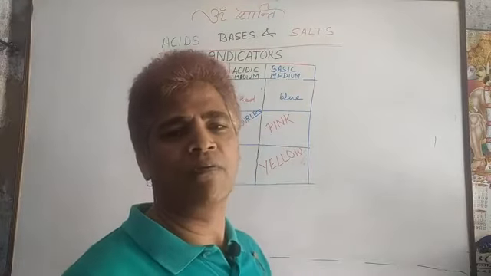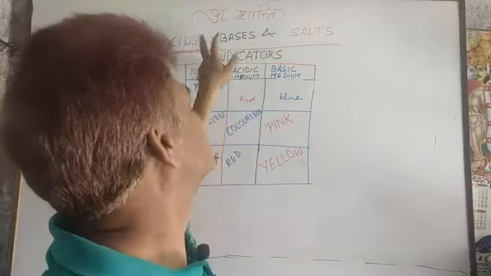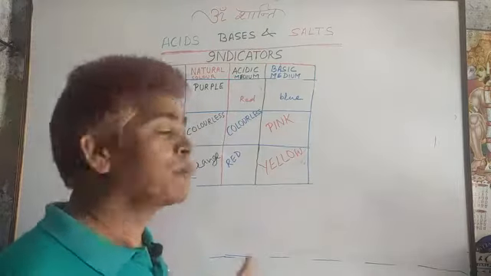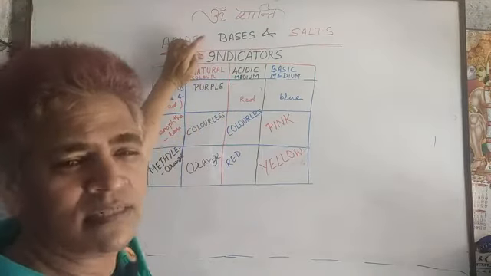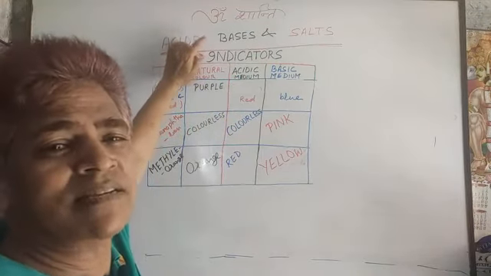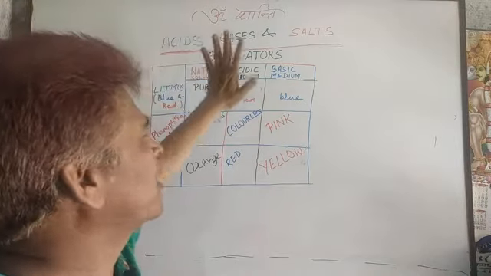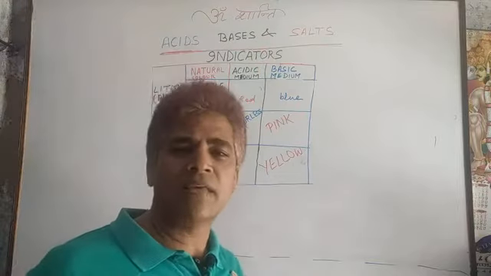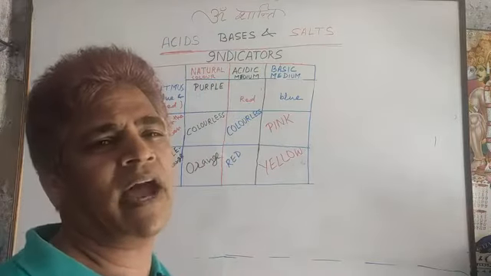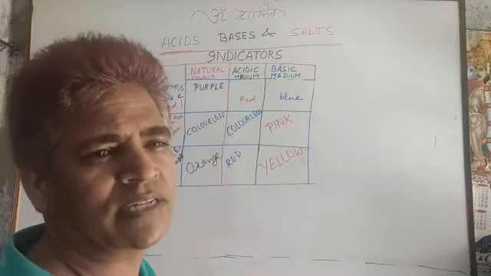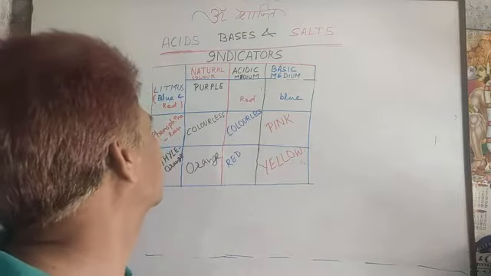In the previous video, I already discussed acids and bases. Now I am going to discuss indicators. Indicators indicate acidic and basic substances. In fact, an indicator is a chemical substance. By a sharp color change, we can identify whether the given compound is acidic or basic in nature.